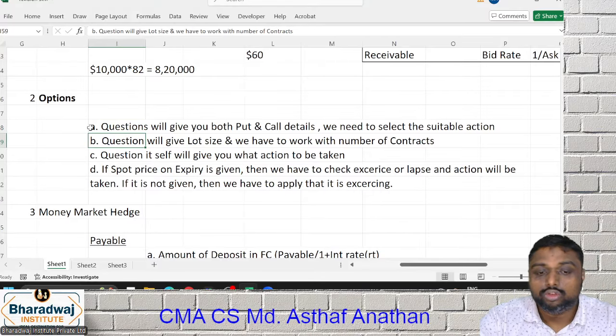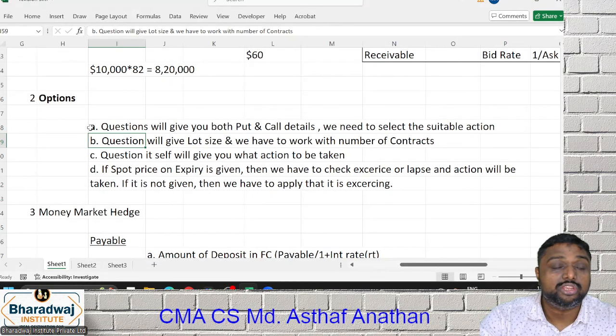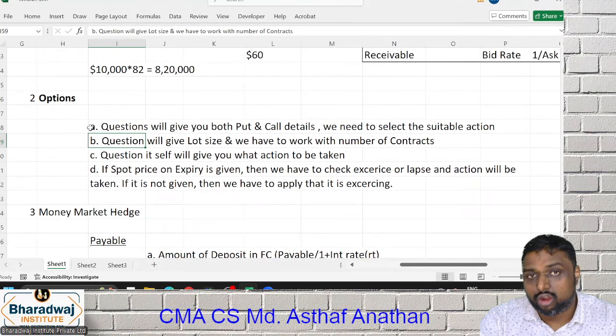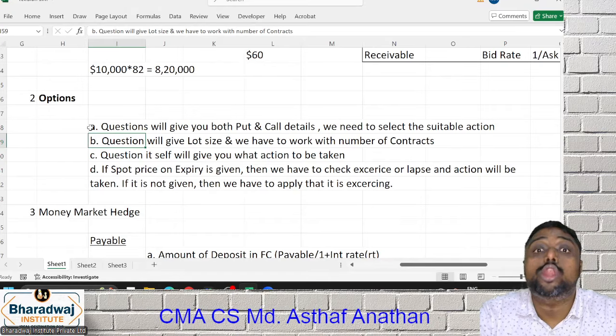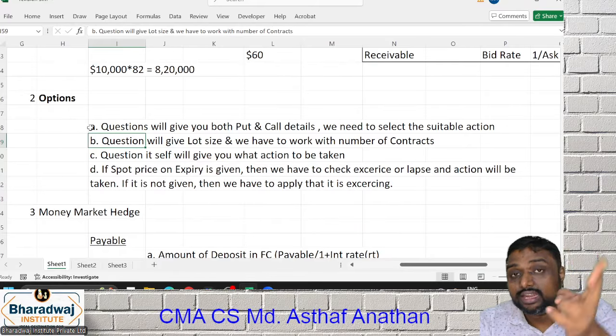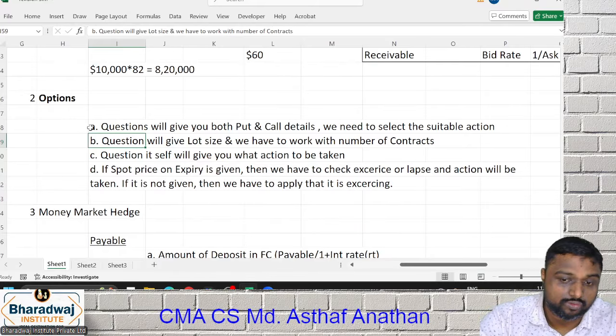The next point is the lot size, because in options classes we might have learned about the number of contracts. So the number of contracts, the lot size, will be given. We have one question in our study material, a good morning question, where you can get 17 contracts or 18 contracts. That is you're working out a lot size. So that type of question will come.